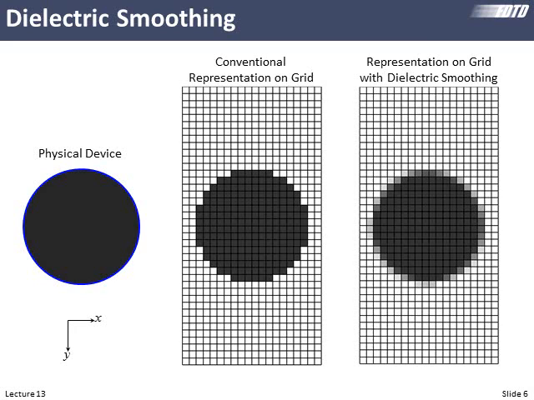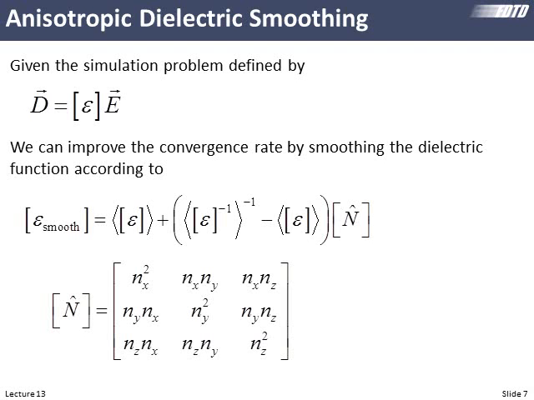By smoothing, we can get away with fewer points on our grid. So in other words, it converges faster. So our formulation came down to this. We focused on the constitutive relation D equals epsilon E, and we start off with some epsilon that could even start off as being anisotropic.